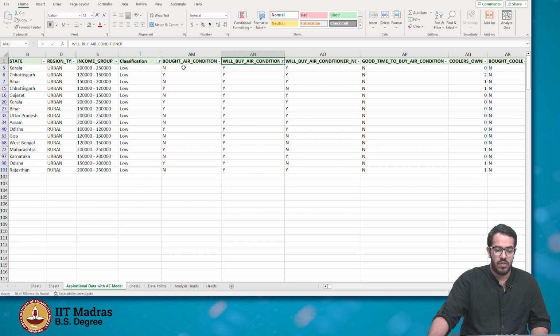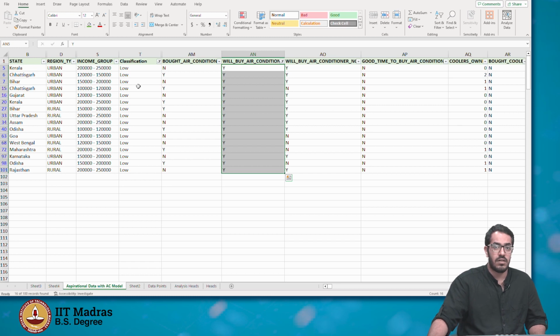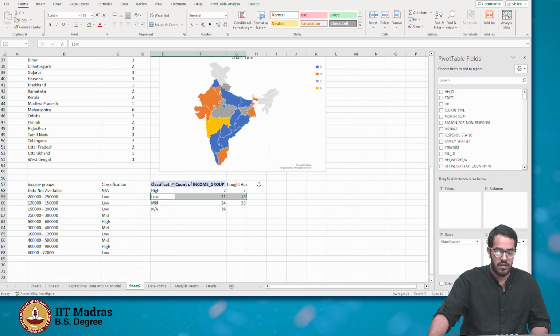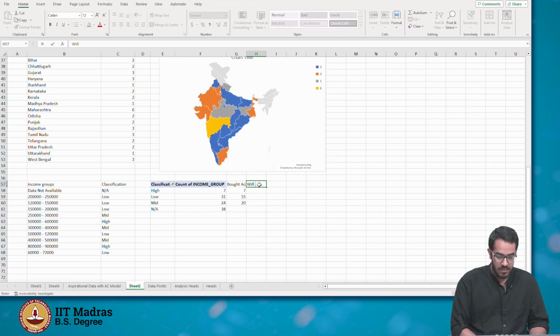There are many people here who say that they don't have an air conditioner right now, but 16, that is a little more than 50%, almost 50% of people are saying that they will buy air conditioners, and these people are from the lower income category. So in the data point here, I will say will buy.